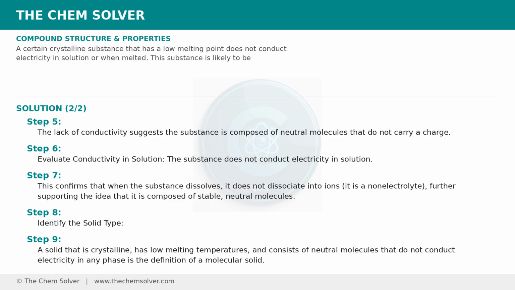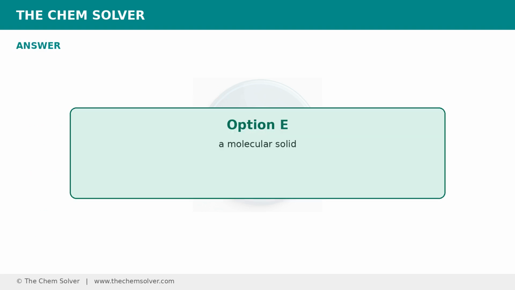Identify the solid type. A solid that is crystalline, has low melting temperatures, and consists of neutral molecules that do not conduct electricity in any phase is the definition of a molecular solid. The correct answer is option E, a molecular solid.